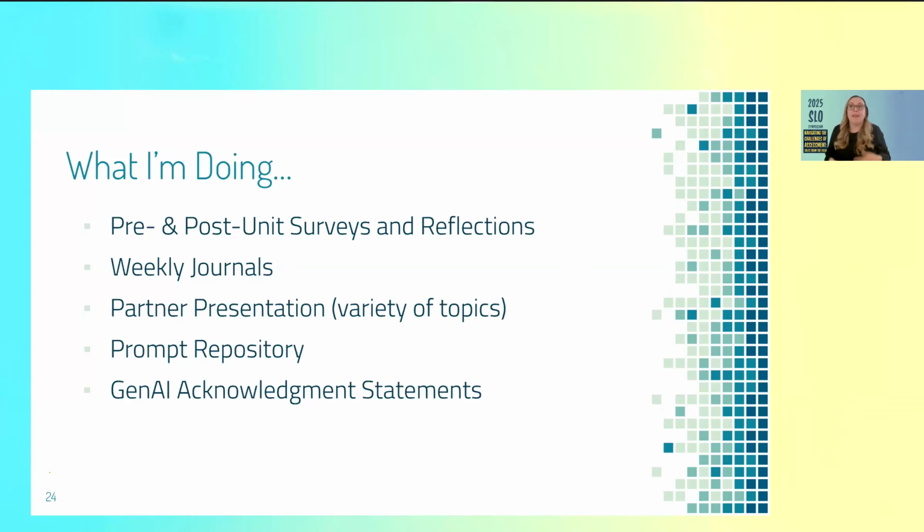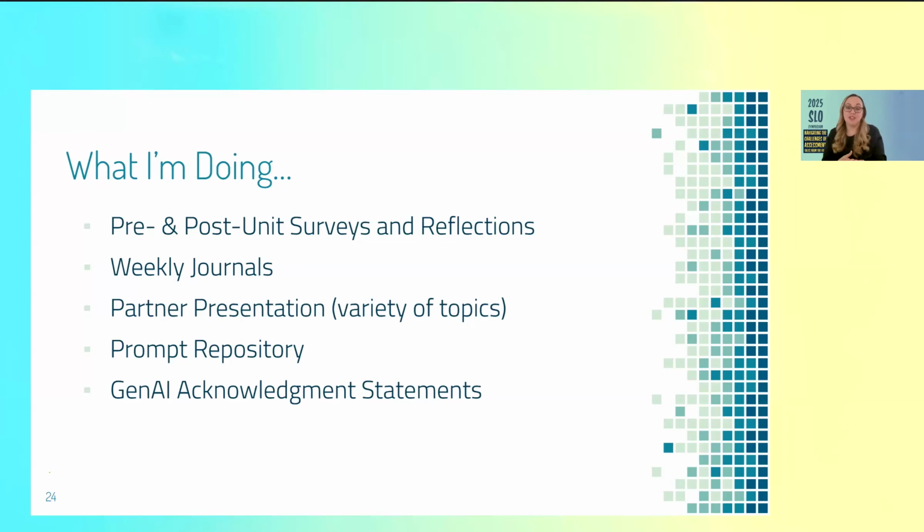So here's what I'm doing in my seminar. I don't know if this is the best thing to do, but it's what I'm doing. I'm doing pre and post unit surveys and reflections, utilizing the awareness, application, accountability, and agency framework. That's how I divided up my class neatly, 25% in each bucket, and we kind of creatively mix and mingle between them across the different weeks. And then there's a pre and post survey for each of those units.